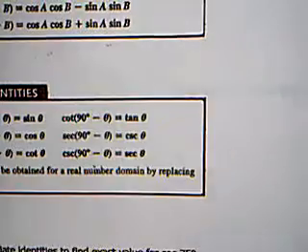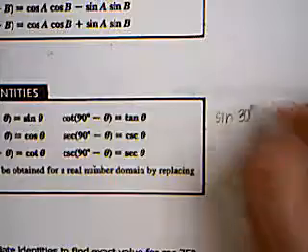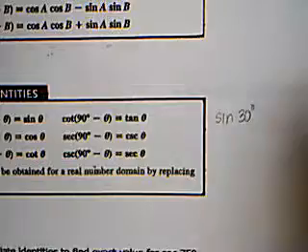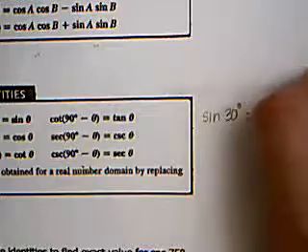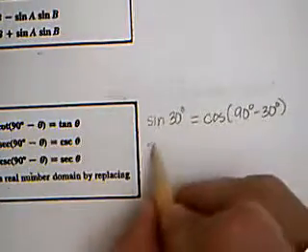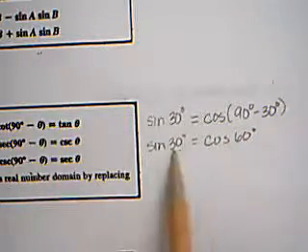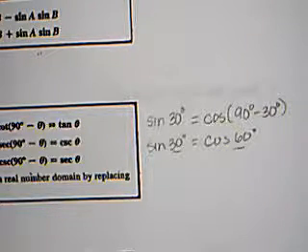Just let me give you a little side example of that. This is telling me that if I have the sine of, let's say, 30 degrees, sine and cosine are cofunctions, so the sine of 30 will equal the cosine of 90 minus 30, which is 60. So the sine of 30 is equal to the cosine of 60. The angles just have to add up to be 90 degrees. We use 30 and 60 a lot because we work with those on the unit circle.